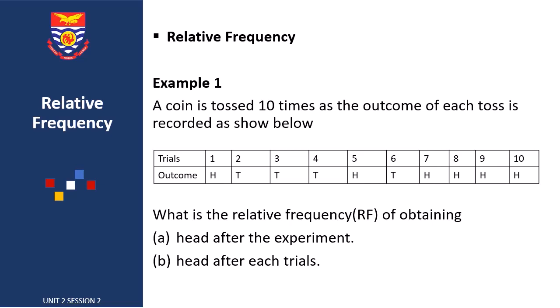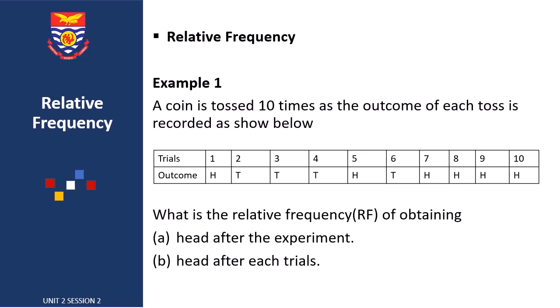Example 1. A coin is tossed 10 times and the outcome of each toss is recorded as shown below. So you can see the trials 1, 2, 3 up to 10. The outcomes are H, T, T, T, H, T, H, H, H, H, where H means head was observed and T means tail was observed. What is the relative frequency of obtaining head after the experiment? And B, what is the relative frequency of obtaining head after each trial? These are two different questions.